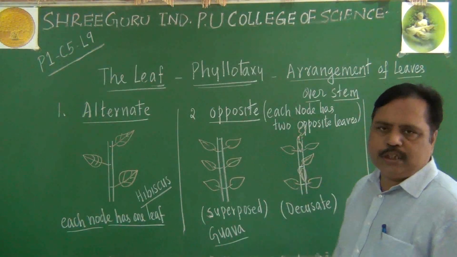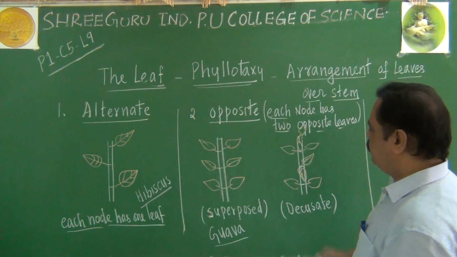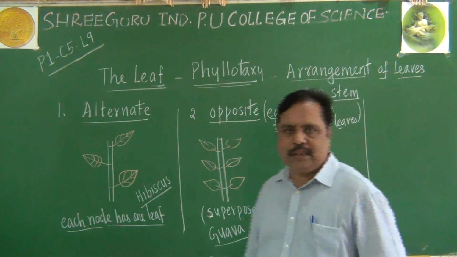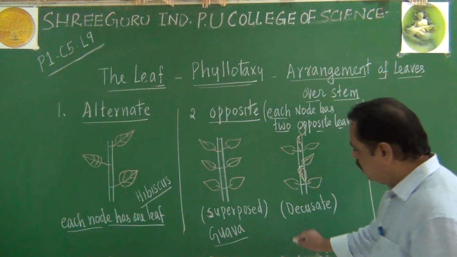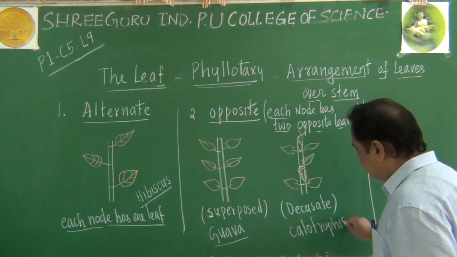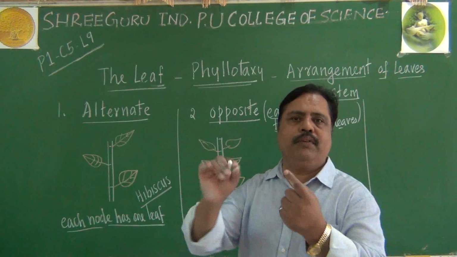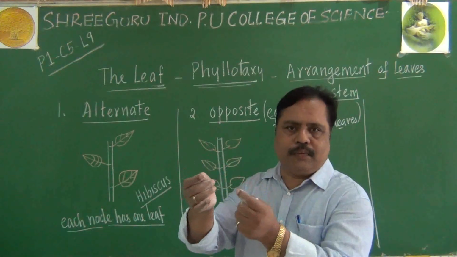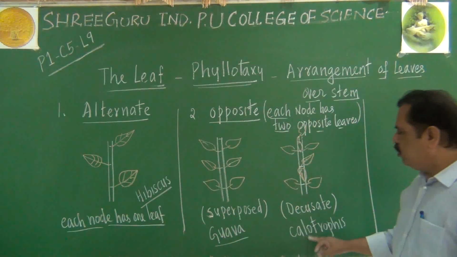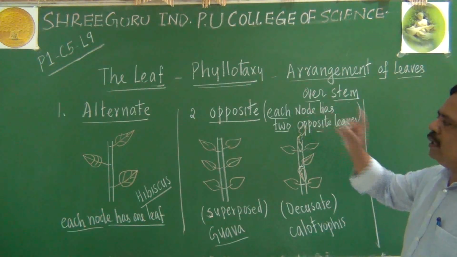Both of them are opposite only because each node has got how many leaves? Two opposite leaves. Here also two opposite leaves, here also two opposite leaves. But their direction differs. Best example is calotropis, you may be remembering. In the Ekke plant, we have this opposite decussate type. Milkweed it is called. If you break the leaf from those plants, you will get milk like white secretion. That milkweed is calotropis, it is exhibiting opposite decussate type. Okay, this is second type.